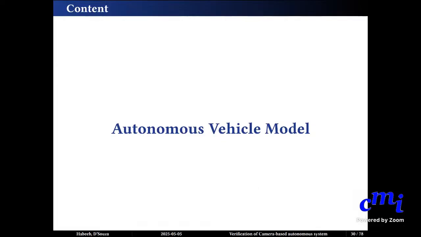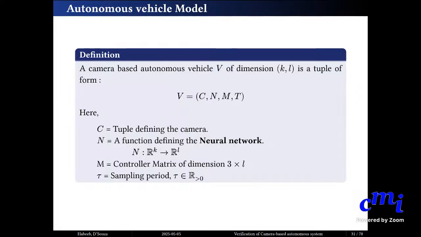So now I'll be coming to the autonomous vehicle model. A camera-based autonomous vehicle V of dimension K, L is a tuple of the form C, N, M, T, where C is the camera we defined earlier, and N is the neural network, which takes in a vector of size K and outputs a vector of size L. K is the dimension of this image. That is, if my image is 28 by 28 pixels, then K will be 28 into 28. That is 784 or something. And now there is one controller matrix M of dimension 3 by L. So this neural network outputs a vector of size L. I'll convert that to a vector of size 3 into 1 using this controller matrix.